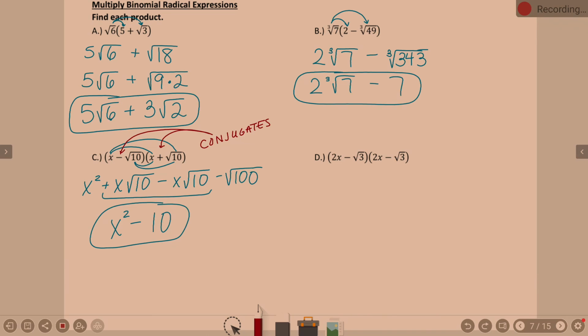We kind of went the long way here. Square root of 10 times square root of 10. What could you have shortcutted and done here? Square root of 10 times itself is just itself without the radical. So you could have automatically said, square root of 10 times square root of 10, that's just going to be 10. That is okay as well.